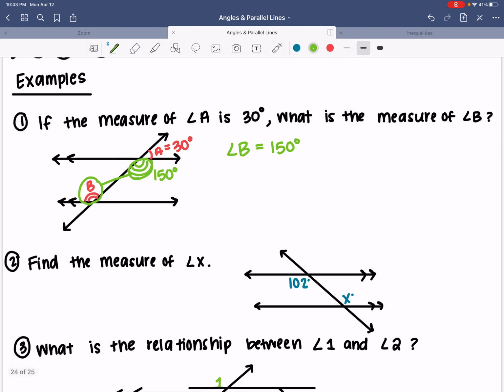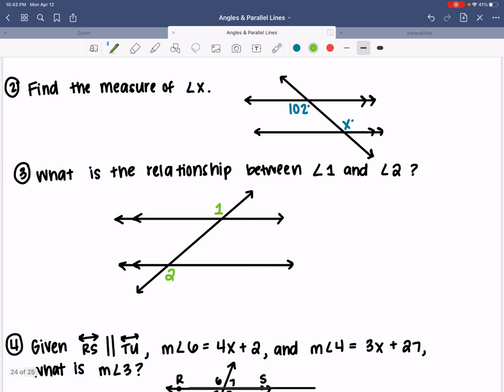All right, number 2, find the measure of angle X. Again, these are alternate interior angles, so they are congruent. So X is 100 degrees.